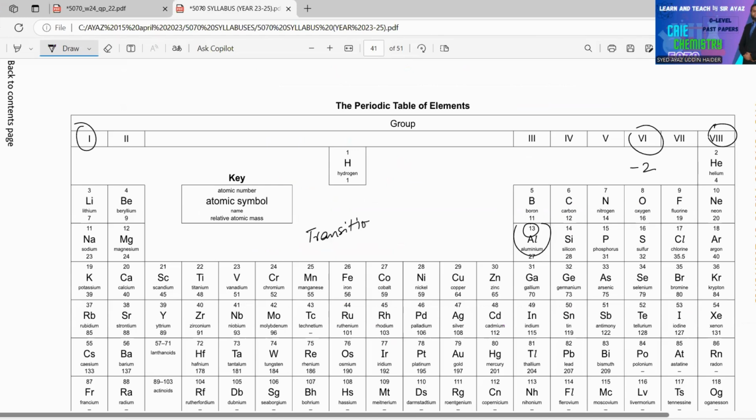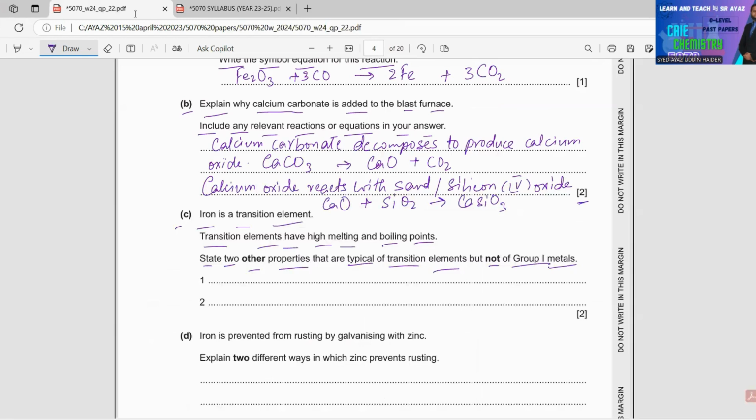Transition elements or metals. Here's iron. Now what they are saying, you have to state two properties. They didn't mention chemical or physical properties, so you can include any two other properties that are typical of transition elements but not of group 1 metals.